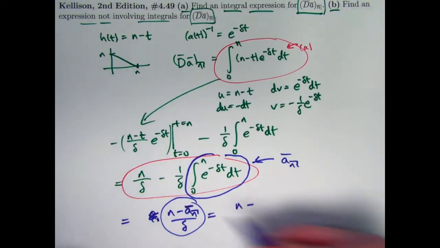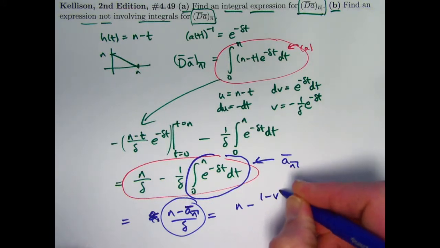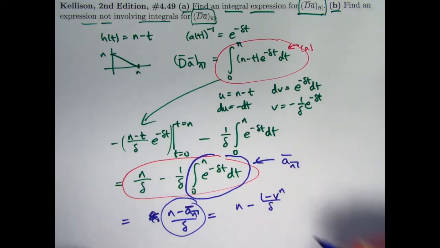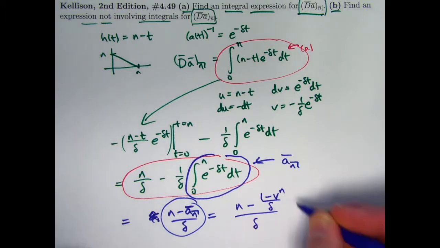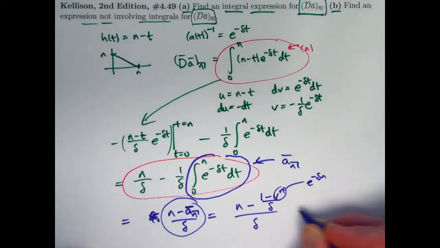Oops, I forgot my bar here. What's the formula for a_n bar? It's 1 minus v to the n over delta. Or v to the n can also be written as e to the negative delta n. Okay, so various kinds of formulas.